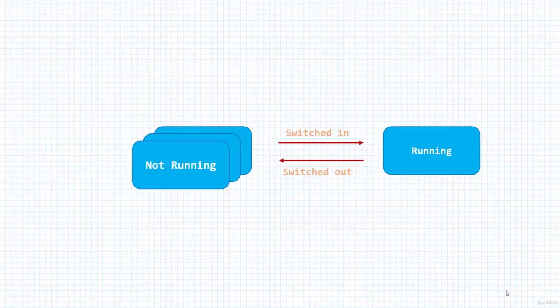A task transition from the not running state to the running state is said to have switched in or swapped in. On the other hand, a task transition from the running state to the not running state is said to have switched out or swapped out.